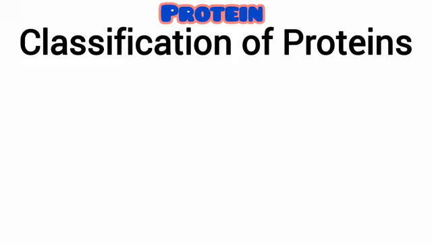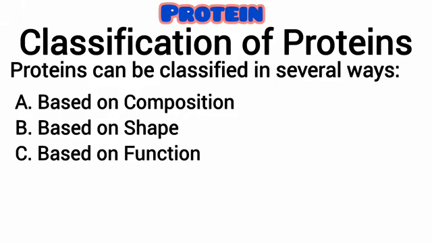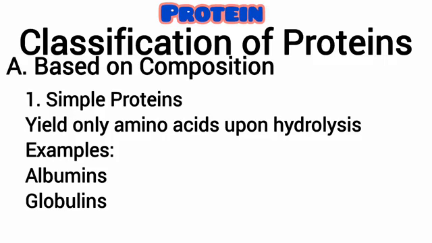Let's talk about classification of protein. Now, protein can be classified based on their composition, based on their shape, and based on their function. Based on composition, they can be classified into simple protein, which actually yield only amino acid if you break it down. Alright, the example include the albumin and globulin.